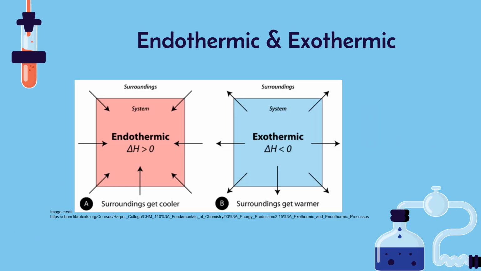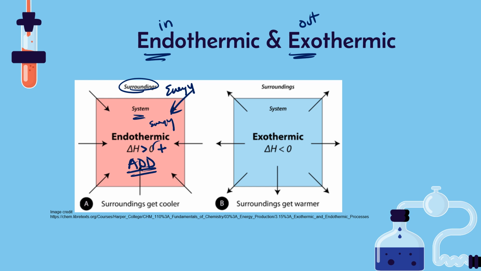Heat, or our change in enthalpy, can be either endothermic or exothermic. Endo is in and exo is out. We can have thermal energy being transferred from the surroundings to the system. The surroundings have more energy and the system has a little bit less energy, so we can have that transfer into the system. That's going to be endothermic because we are adding energy. Our delta H is going to be greater than 0. It's going to be positive. We have an increase in our enthalpy.